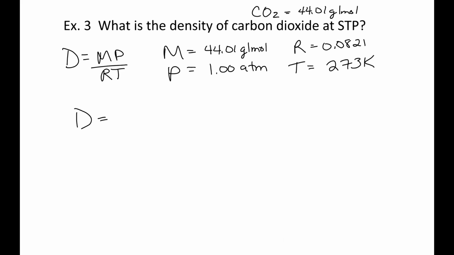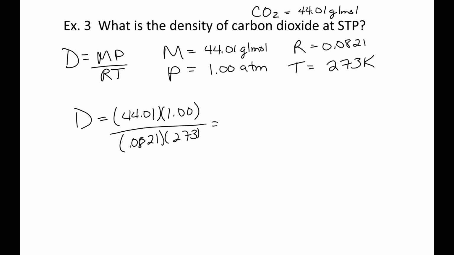So we're going to put that in the equation. We get 44.01 times P, which is 1, all over R, 0.0821 and 273. Okay, and then when you do this, you get 1.96 grams per liter. So this is the density of CO2 at STP.